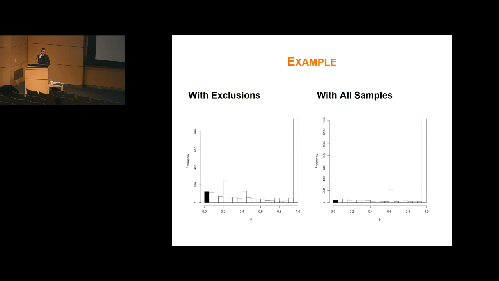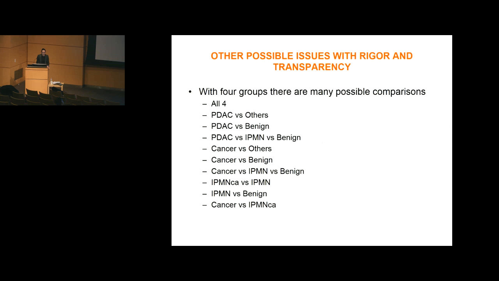Of course, I'm not going into the methods here in terms of multiple comparisons, correction for the multiple comparisons, and the fact that the tests are correlated. But this brings us to the point of which groups we are going to compare. All four, PDAC versus other versus benign versus one of the two. So you can see because we had four groups, we can have different hypotheses here and different comparisons.